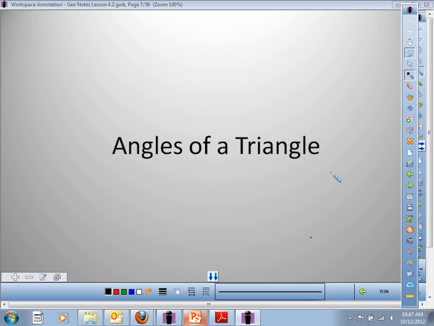Today we'll be doing Geometry Section 4.2. We'll be continuing with studying triangles, but today we're going to look at not only classifying triangles, but comparing the angles and looking at what happens to the angles within a triangle.